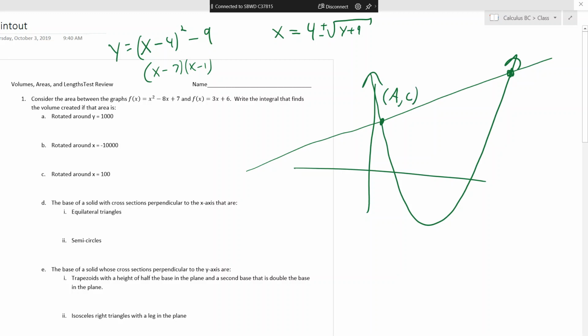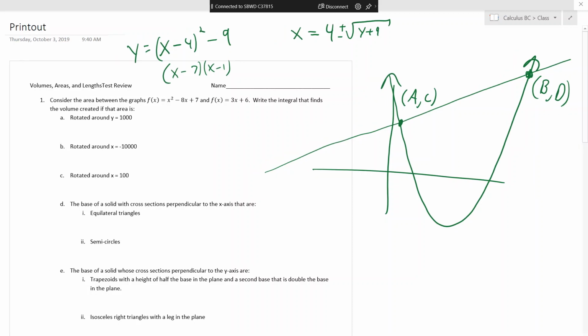We're going to call this point A, C, and we're going to call this point B, D. All right. But what David said sounds correct. 0 point something or other in there. Okay, that's fine. All right.